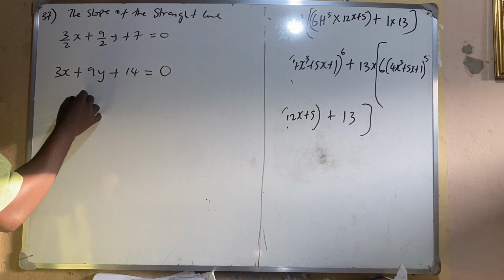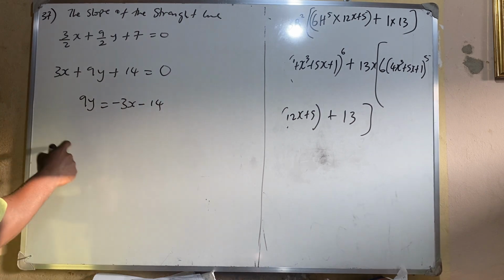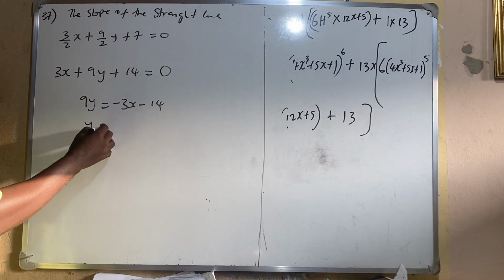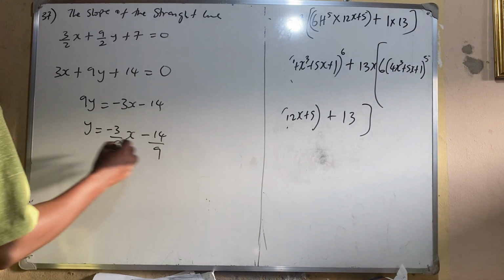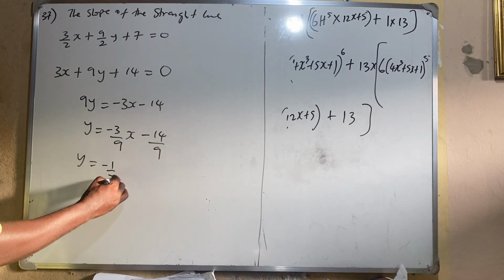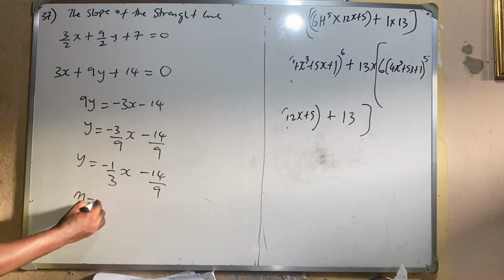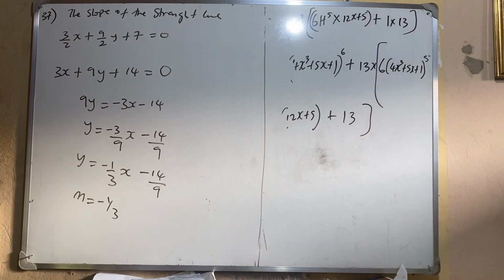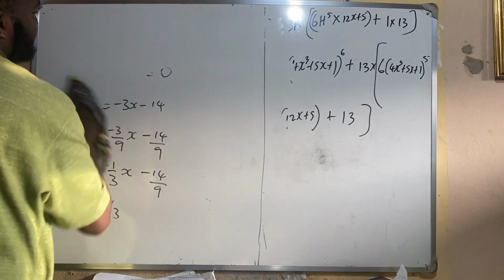Okay, collect terms now. 9y will be minus 3x minus 14. So divide everybody by 9. So y will now be minus 3 over 9 x minus 14 over 9. So my y will now be minus 1 over 3 x minus 14 over 9. So my slope is simply minus 1 over 3. So this is very, very simple.